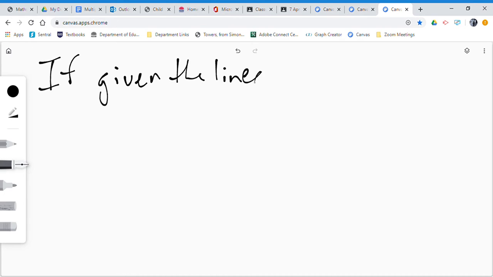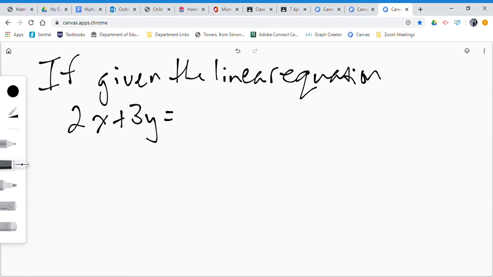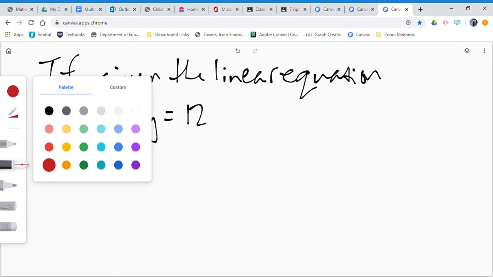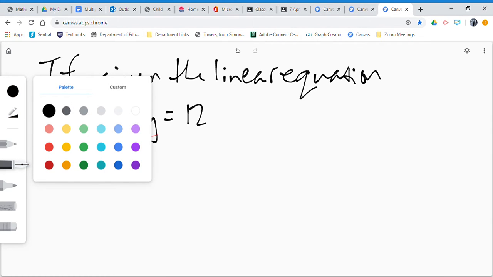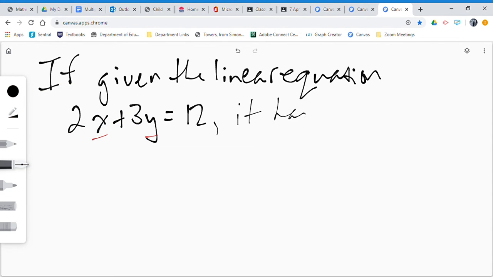So if given the linear equation 2x plus 3y equals 12, we now have two pronumerals in it. We've got x and y, so we have two pronumerals. It changes things. It has two variables or pronumerals.